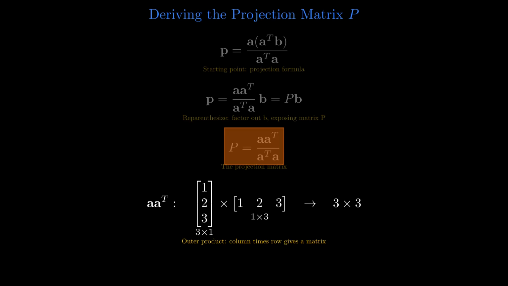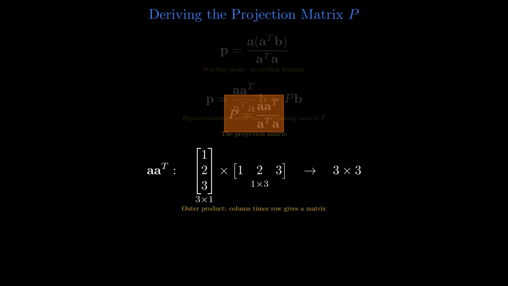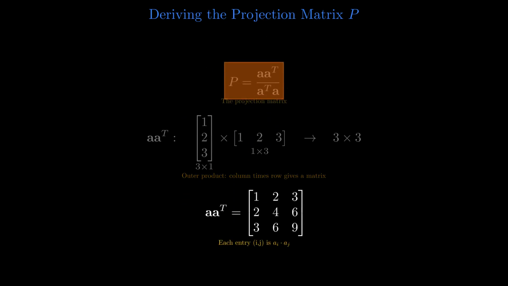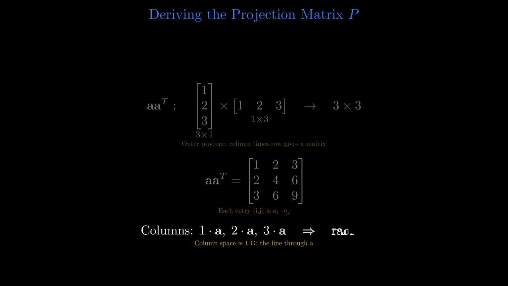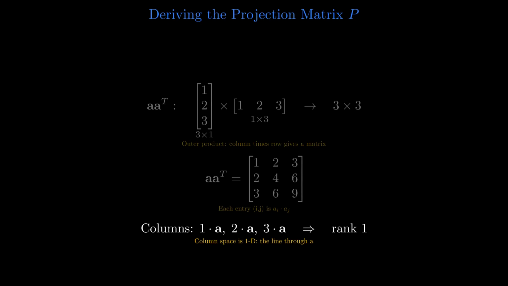A times A transpose is an outer product, a column times a row. With A equals 1, 2, 3, that is a 3 by 1 times a 1 by 3, giving a 3 by 3 matrix, 1, 2, 3 in the first row, 2, 4, 6 in the second row, 3, 6, 9 in the third row. Notice that every column is a multiple of A. This is a rank 1 matrix, meaning its column space is one-dimensional, exactly the line we are projecting onto.